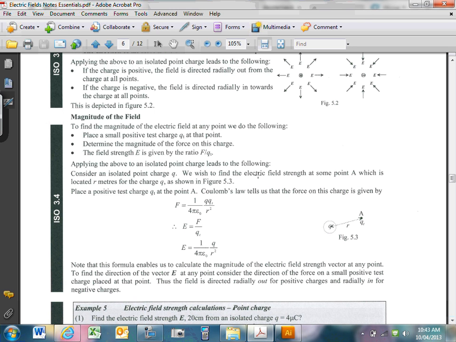To find the magnitude of the electric field at any point, we do the following. Place a small positive test charge at that point. Determine the magnitude of the force on this charge. The electric field strength E is given by the ratio F on Q.